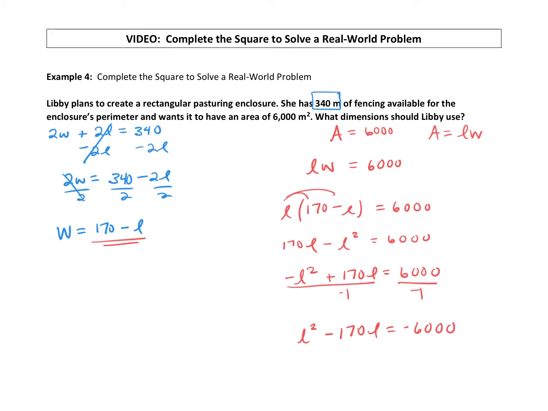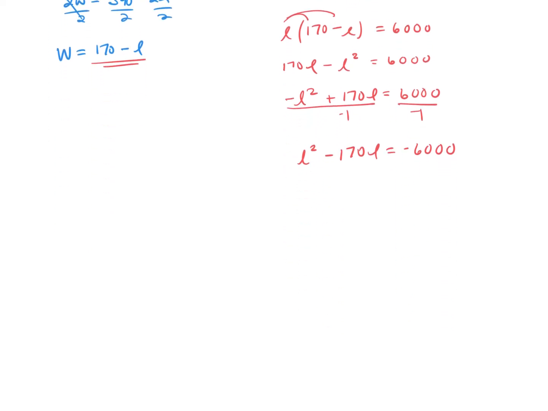All right, our solving method is completing the square. We want to complete this into a perfect square trinomial. So we have to add in what should be our third term so that it's a perfect square. So I'm going to go ahead and write L squared minus 170L plus something, which I'm pushing off, equals negative 6,000. So we have a way to get this third term that we saw in our other videos.